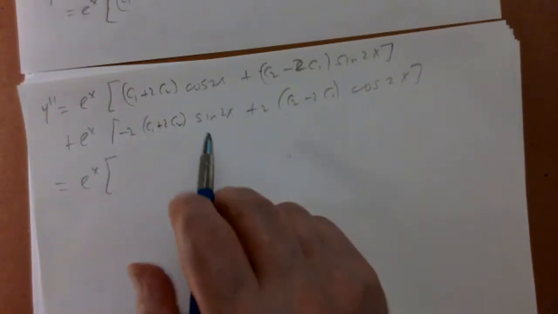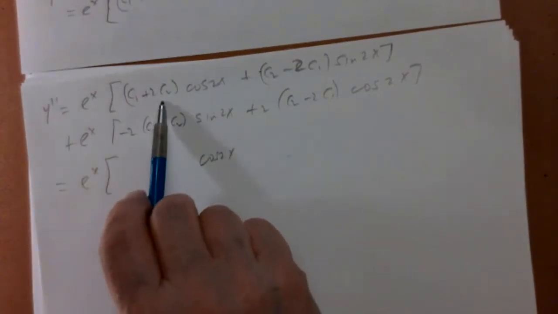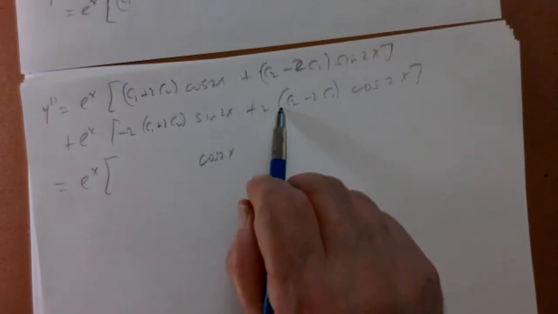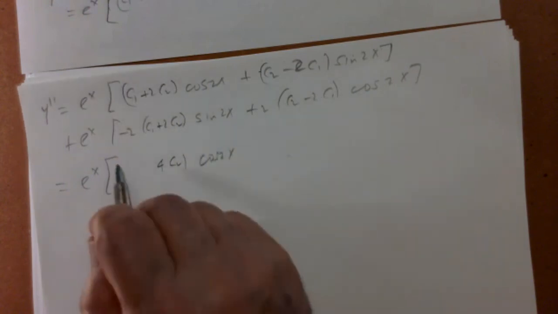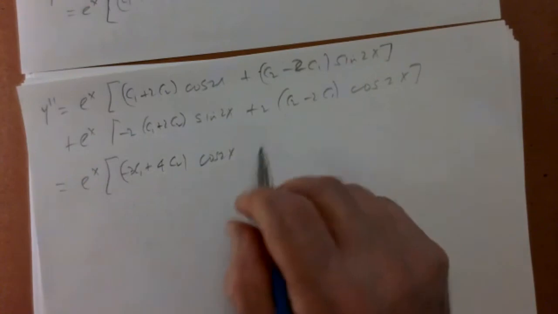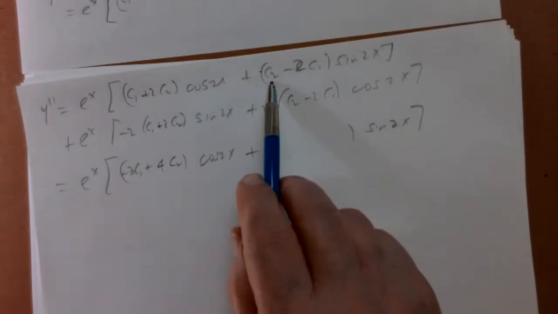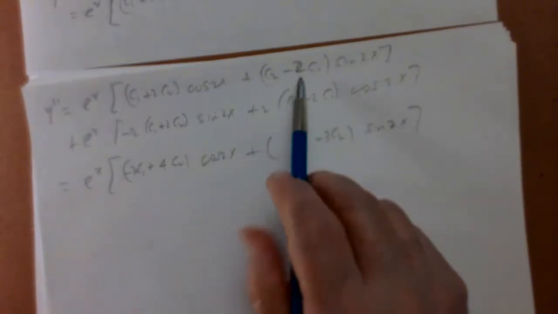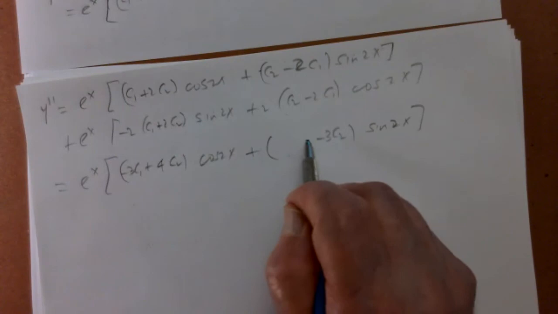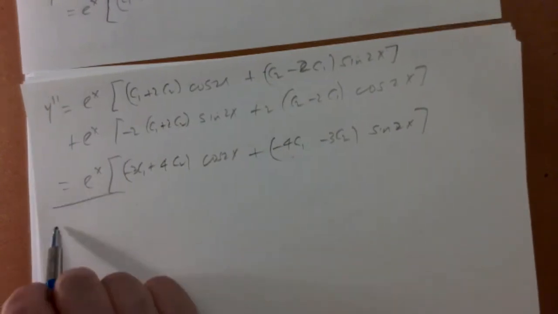That's equal to e to the x. And then what do I have times cosine of 2x? I have c1 plus 2c2 plus 2c2, that's 4c2, minus 4c1, c1 minus 4c1, minus 3c1, plus something times sine of 2x. I have a c2 minus 4c2, minus 3c2, and minus 2c1 minus 2c1, minus 4c1. So maybe this is correct. I have no idea.